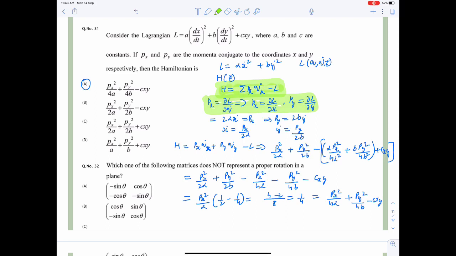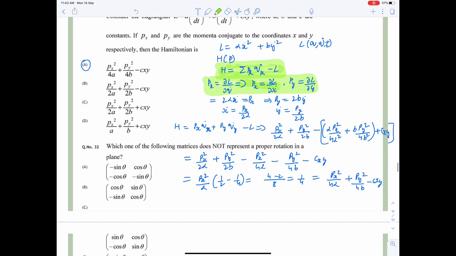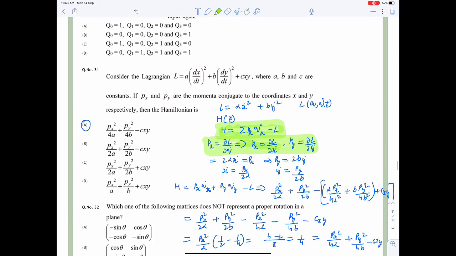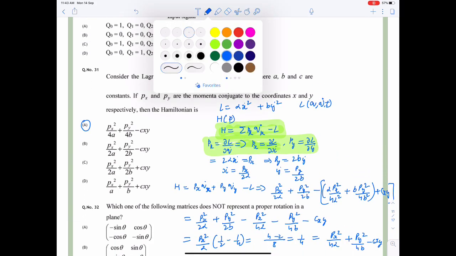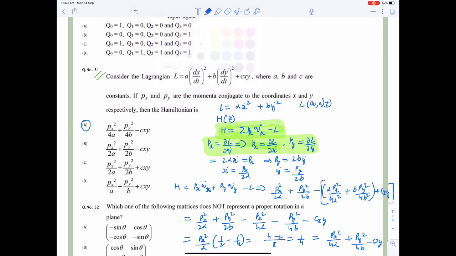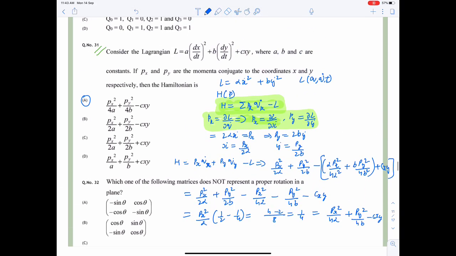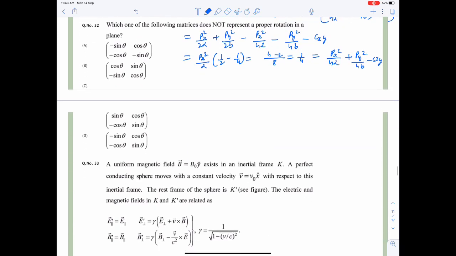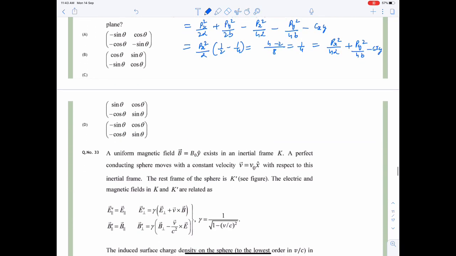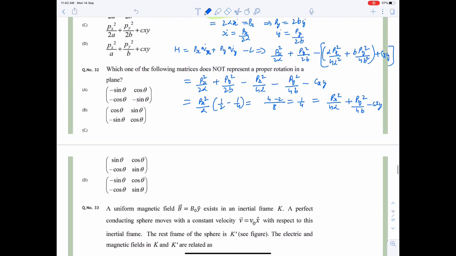Okay, so this is the formula. Question number 31 is also done. Now we'll move to question number 32. What does question number 32 say? It says you have to tell which one of them is not a rotation matrix.